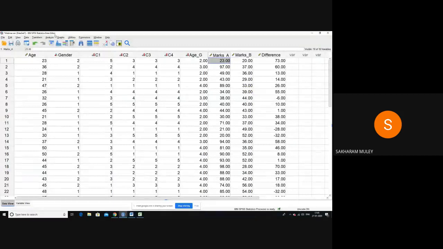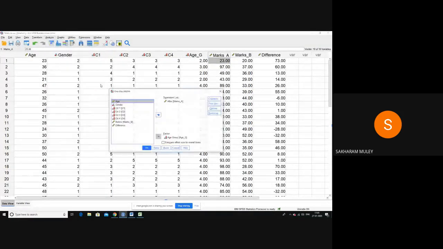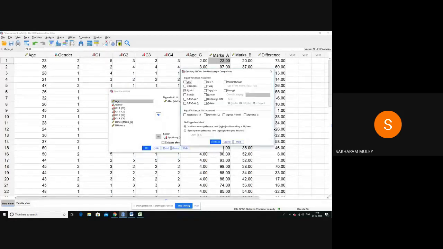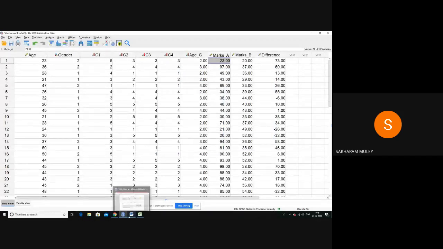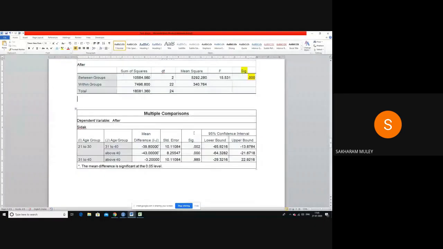Analyze, compare means, one-way ANOVA, and post-hoc comparison. Here I use Sidak. You can use any one of these, but Sidak and Tukey's are preferred, and LSD is also preferred. If equal variance is not assumed, then you have to use the second domain. But we are assuming equal variances, so it is the Sidak test. And these are the results of the Sidak test: descriptive, ANOVA, multiple comparison, and this is the plot.